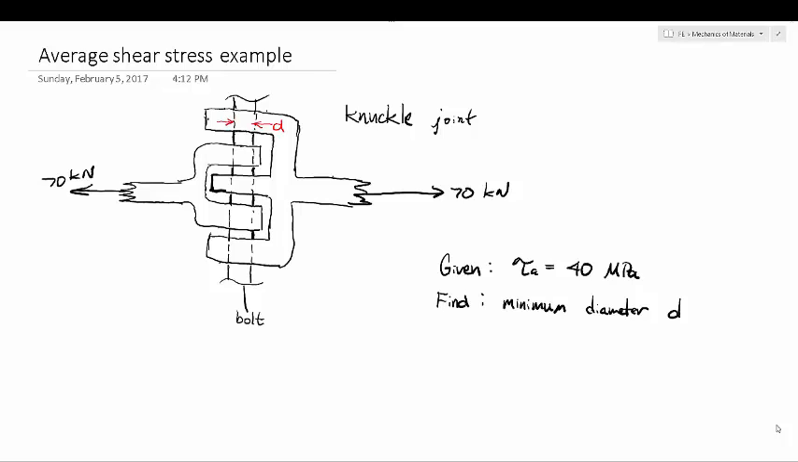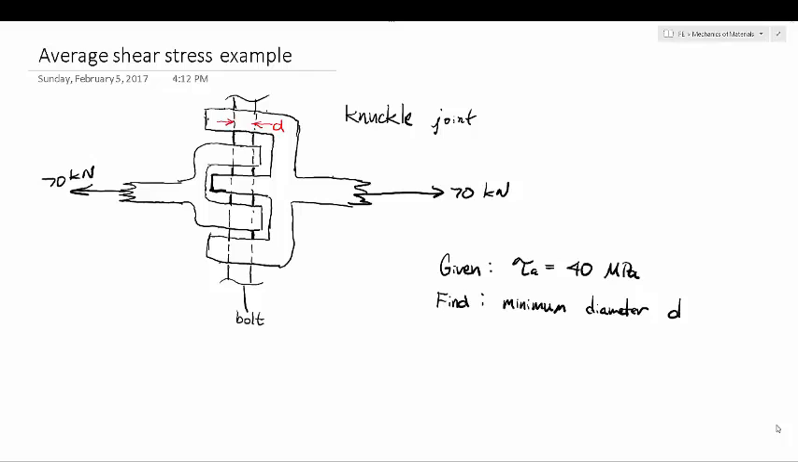So as I promised, this is a video for an example of average shear stress. This is the second video of a two-part series. In this example we have a knuckle joint which is connected by a bolt here, and that goes through each of these tines of the knuckle joint.